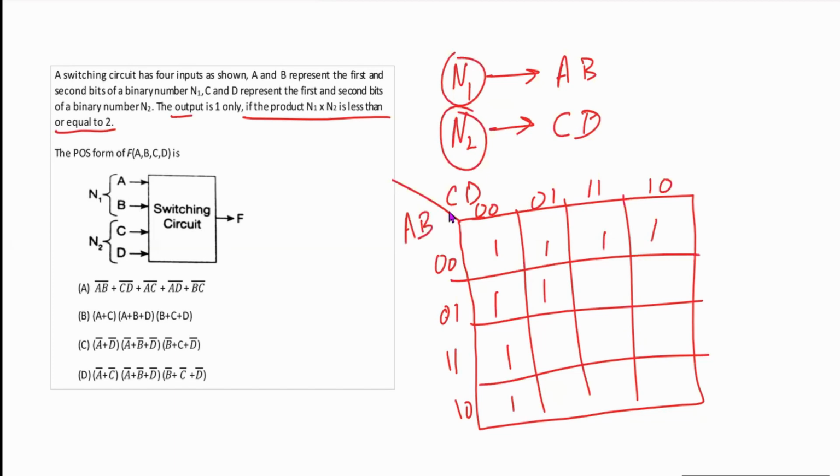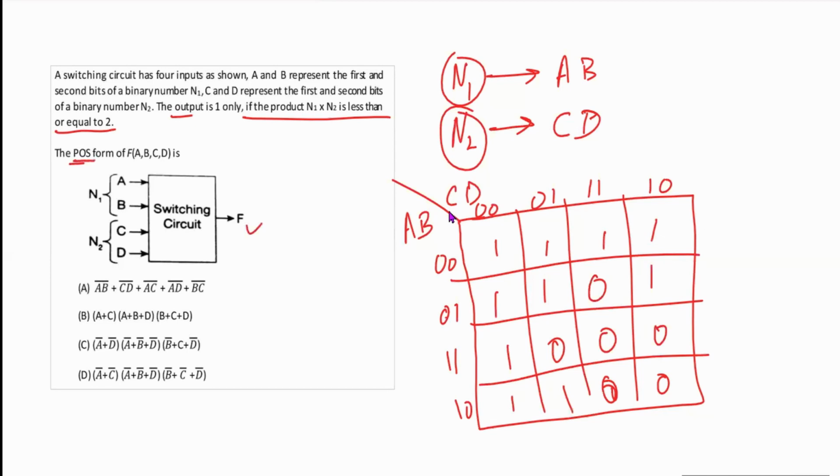And the case for 2 is either multiply 1 with 2 here, or multiply 2 with 1, that is here. So only in these cases I will get 1, and in other cases I am getting 0. Now I need to see which option from this is the function f.